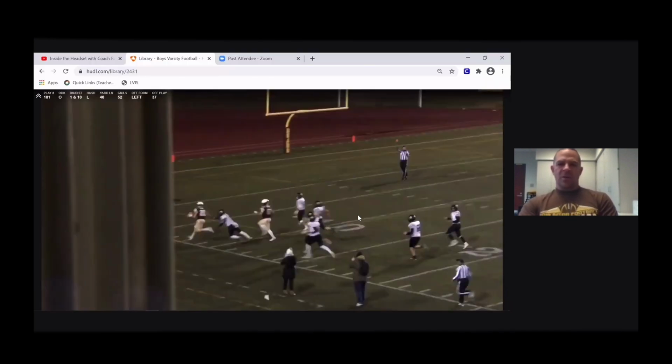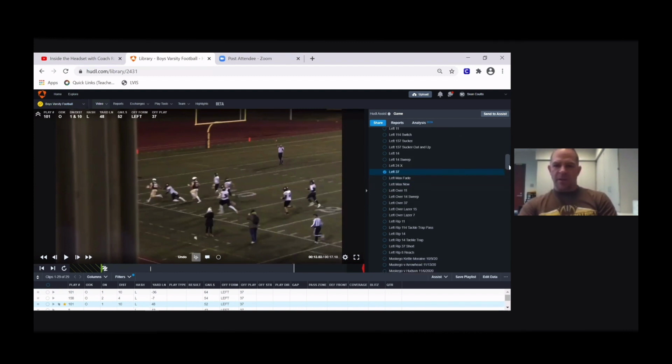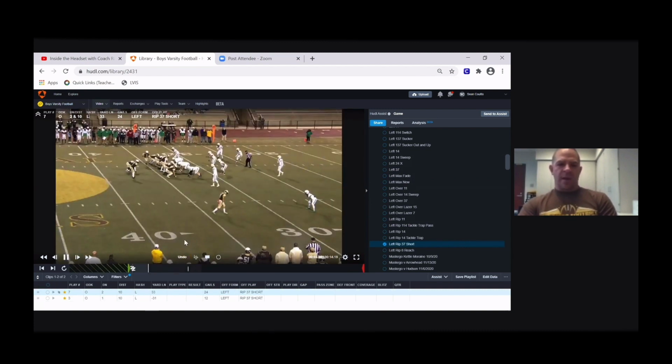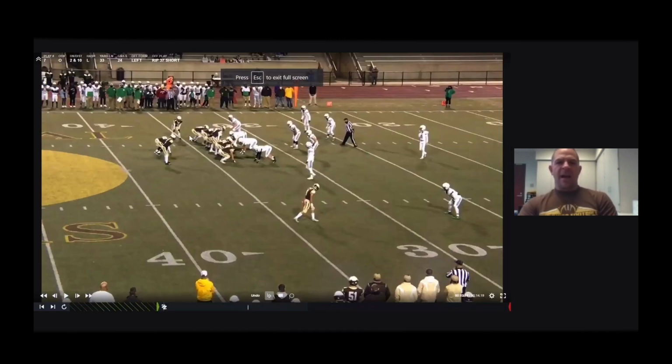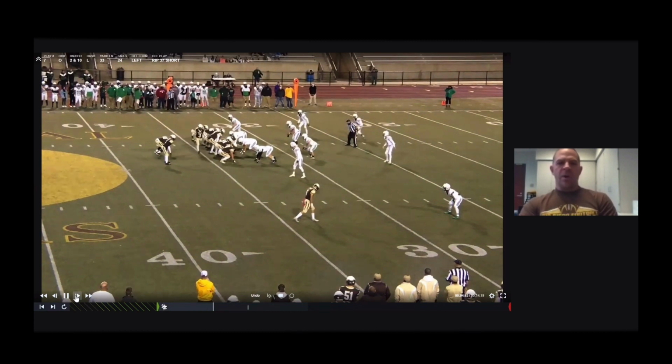Now, here's one thing that we did that I didn't even show you in our playbook that I thought was really, really good. Here's another way to run buck sweep, which we liked a lot, is just to motion. So all we're doing here is running left rip, which just tells this guy to motion across. And then we're going to run buck sweep back away from the motion. So again, here it is, left rip, which is just motion this guy. And all we do is tag this.